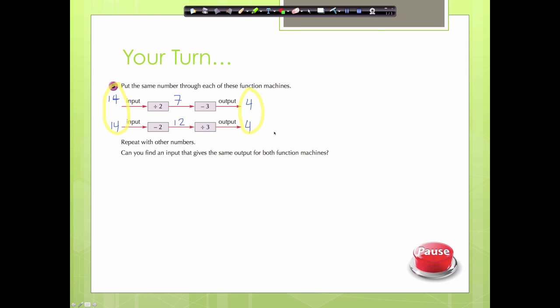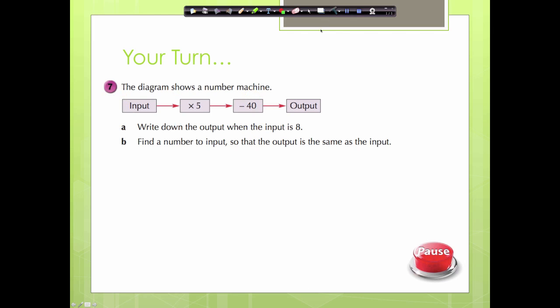Okay, for this next question, it says the diagram shows a number machine, or a function machine. Write down the output when the input is 8, and then find a number to input so the output is the same as the input. So part A is quite basic, so we're putting in 8 and we need to find out what the output is. For the second one, my input value has to be the same as the output value. Okay, so I need to have the same numbers for the input and the output. So press pause, and then when you're ready, you can press play and I'll give you the answers.